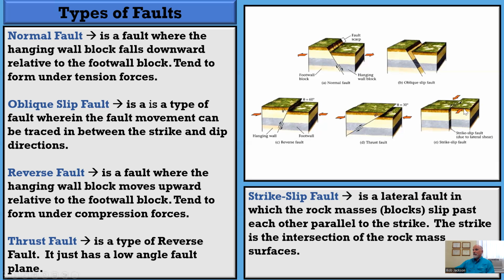And then a strike slip fault, that's where your plates are moving like this, sliding past each other. I'll put my hands so you can see they're moving like this relative to each other. That's what you have going on with the San Andreas Fault in California. It's a strike slip fault.